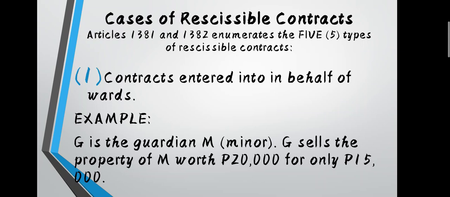Example, G is the guardian of M, a minor. G sells the property of M worth 20,000 pesos for only 15,000 pesos. Property ni M yung binenta ni G kasi minor pa si M. Kaya si G ang nag-aasikaso kasi siya naman yung guardian ni M. Siya na rin yung nagde-decide kung magkano niya ibebenta. Pero si M pa rin yung may karapatan sa pera.